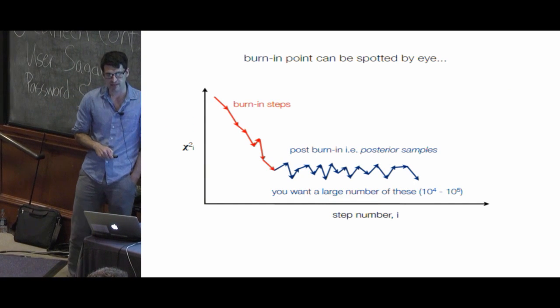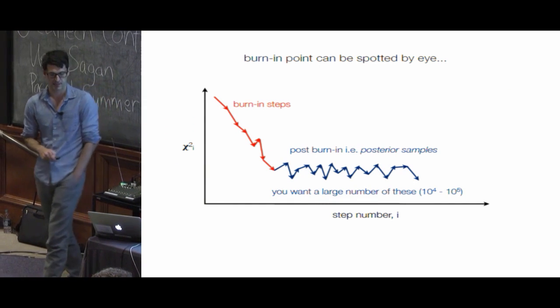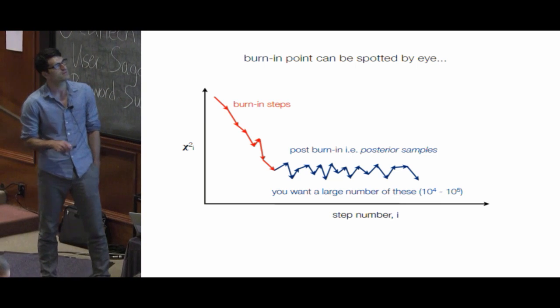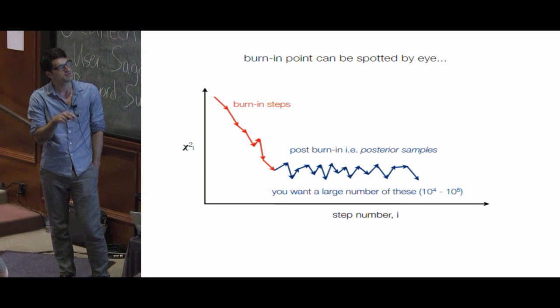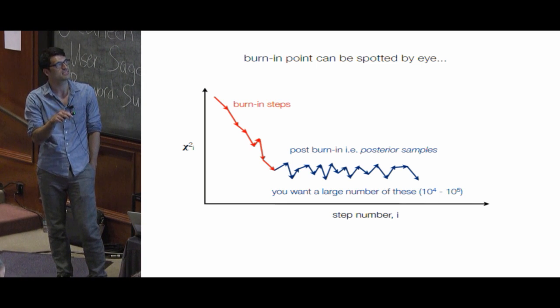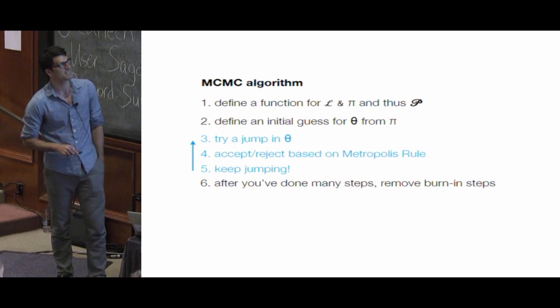So I talked about burn-in. Oh, five minutes already? Okay, I better go quick. We talked about burn-in. How I would get that is just by eye. This is just plotting, let's say, the chi-squared by your step number. You can usually see it pretty easily. I'll also show you a brief trick later for how you might do that automatically.